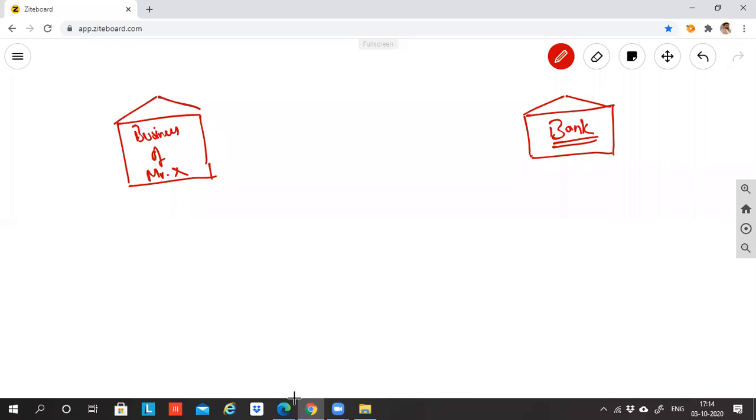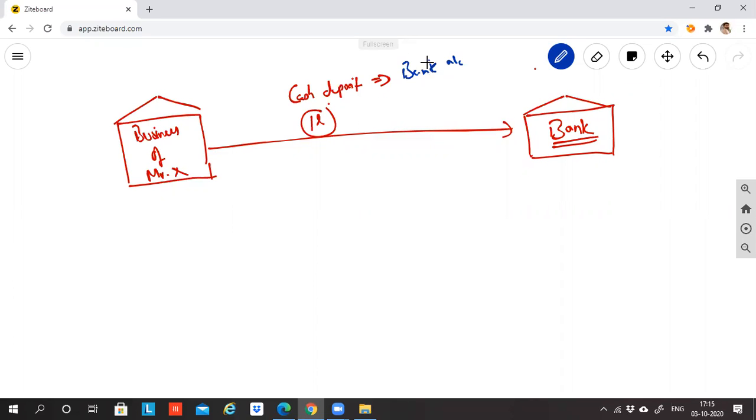So if Mr. X now deposits the money into the bank account, what is the journal entry that he will pass to record the money in his books? Let's suppose Mr. X is depositing 1 lakh rupees. Mr. X is giving 1 lakh rupees to the bank. Cash deposit. What will be the journal entry, guys, for this? Bank account debit to cash. This is the entry we'll pass.